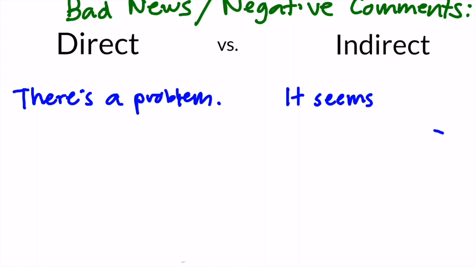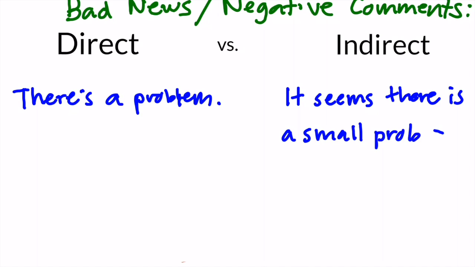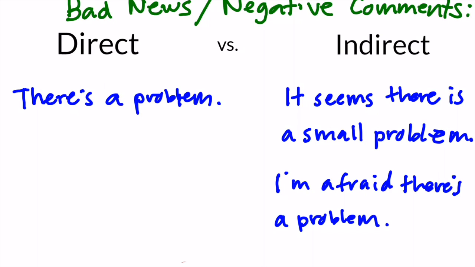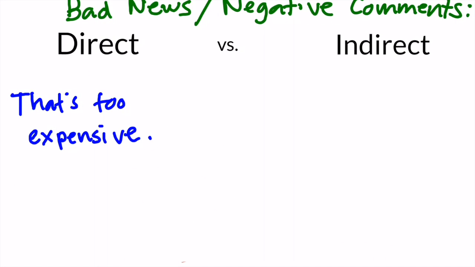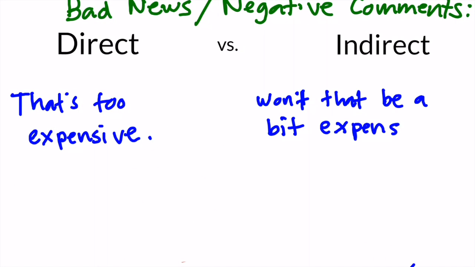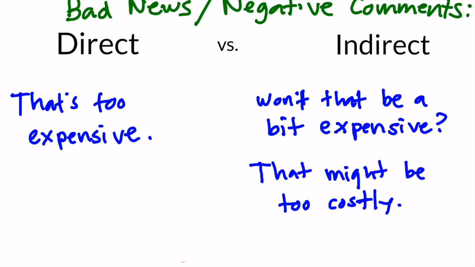If you need to say, "There's a problem," you can soften the bad news by saying, "It seems there's a small problem," or "I'm afraid there's a problem." If you want to say something is too expensive, you can say, "Won't that be a bit expensive?" or "That might be too costly."